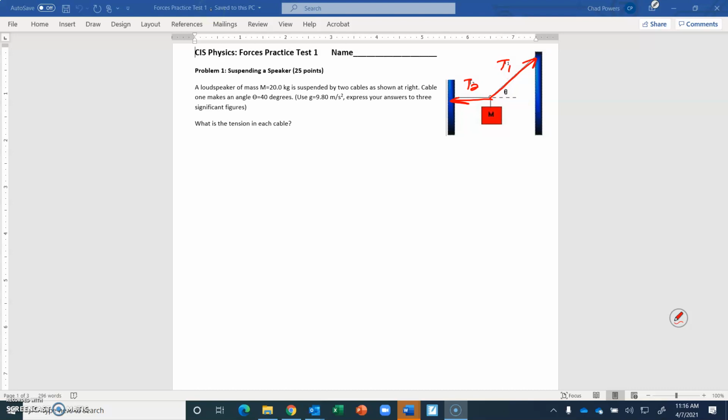But so we want to find those two tensions, right? T2 is really easy because it's horizontal, which means there is no vertical. We like horizontal and vertical. T2 is horizontal. Awesome. That means less work for us. T1, we need to find an X and a Y, so we need to find the horizontals and verticals.